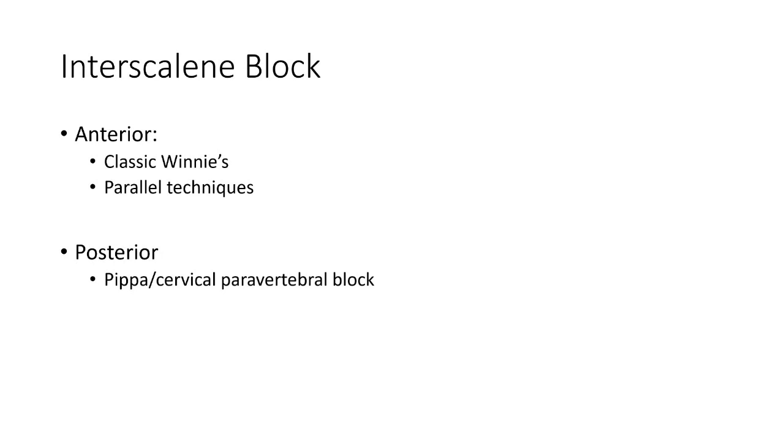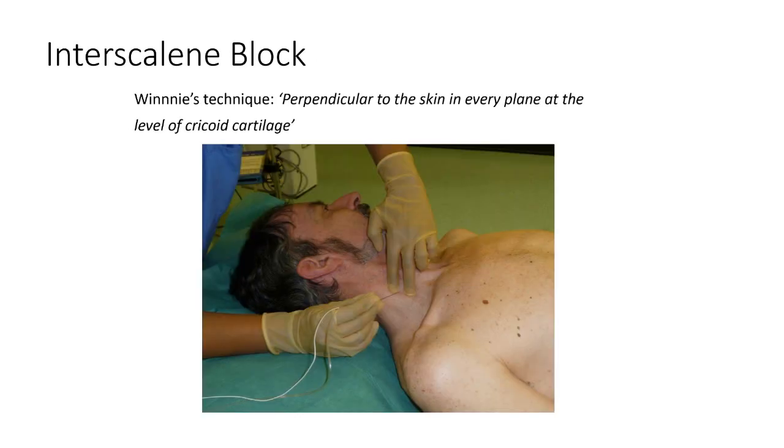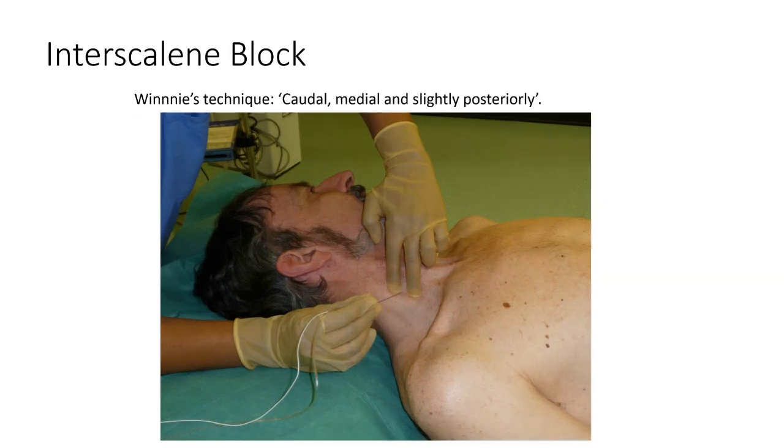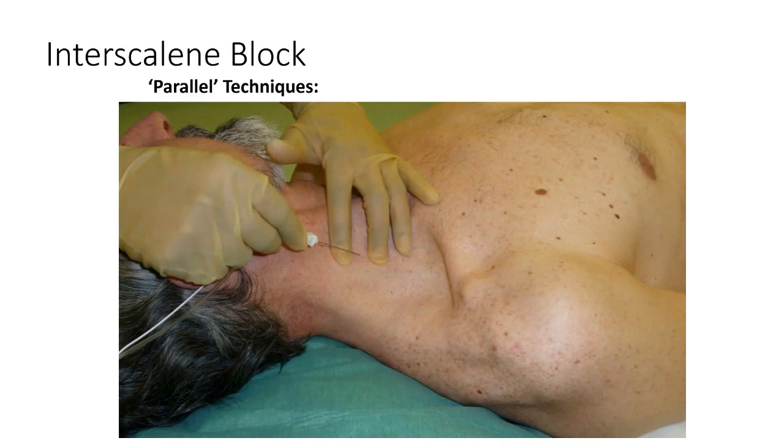In Winnie's technique, the needle is inserted perpendicular to the skin in every plane at the level of the cricoid cartilage. So with Winnie's technique, the needle is directed caudal, medial, and slightly posteriorly. With the parallel technique, the needle is inserted slightly higher up at the level of the thyroid cartilage, and the needle is directed parallel to the cervical spine.